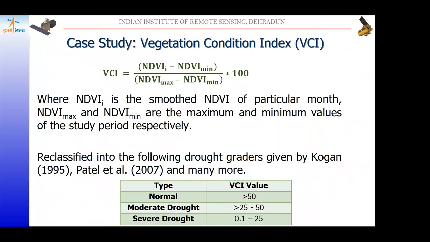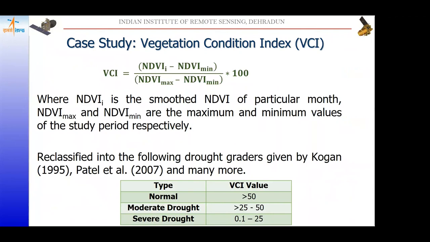For example, we are using MODIS data sets, which are available from 2000 onwards, and now it's 2022. So we have around 22 years of data from the MODIS sensor. Out of the total 22 years, on a pixel by pixel basis, we take the maximum and minimum value for our study area, and with the time-specific NDVI value we use the formula and define the VCI for a particular month, 8-day composite, or maybe 16-day composite.